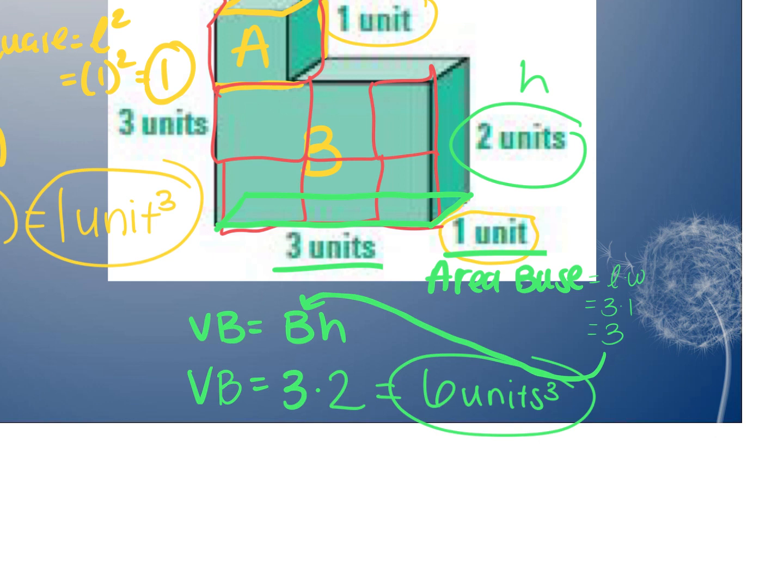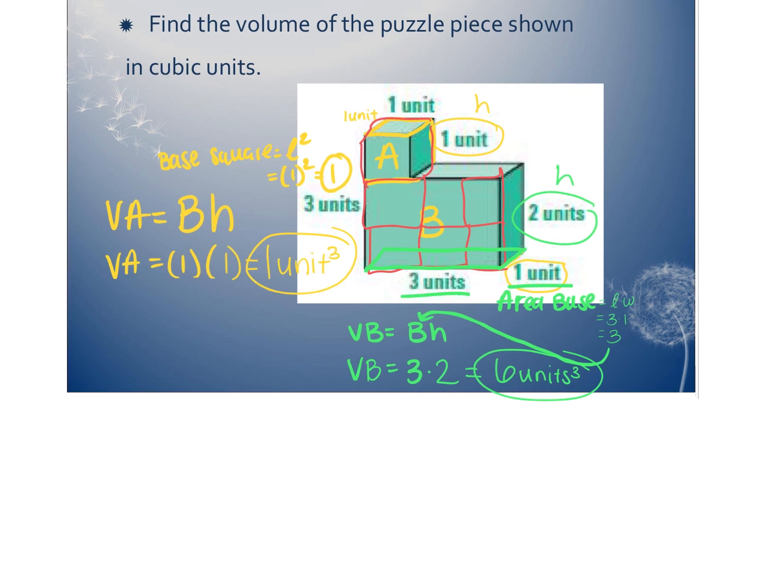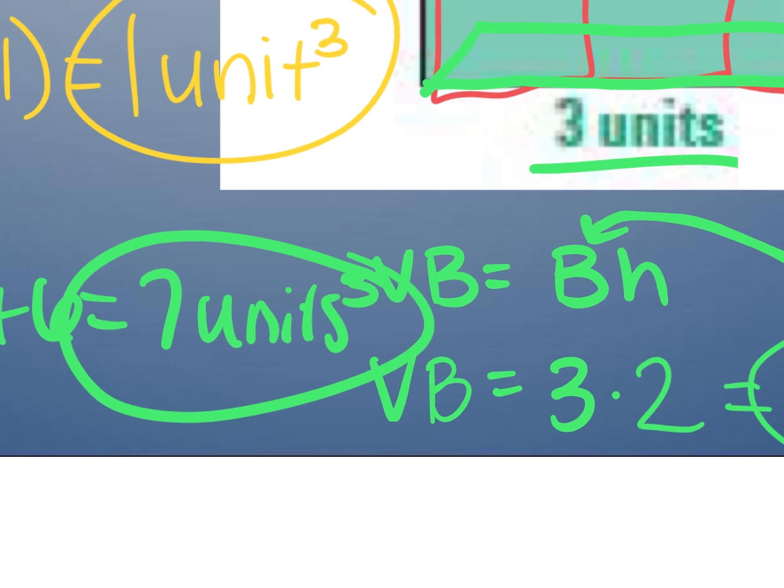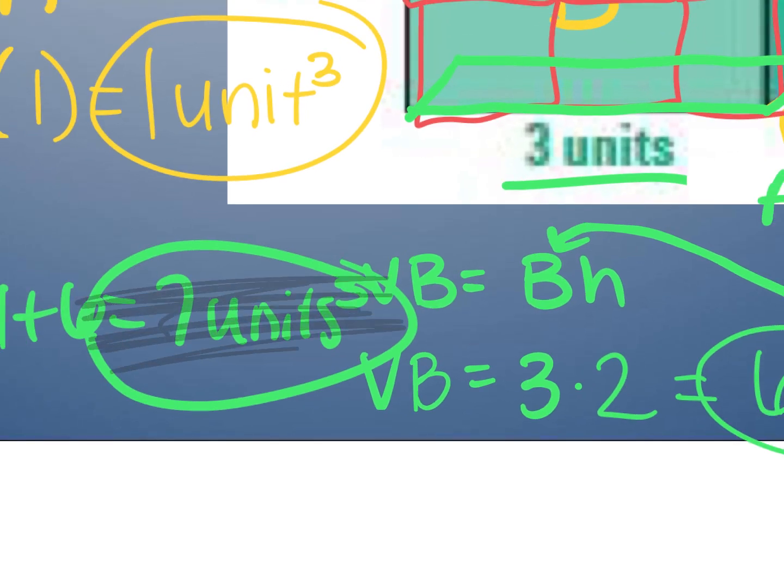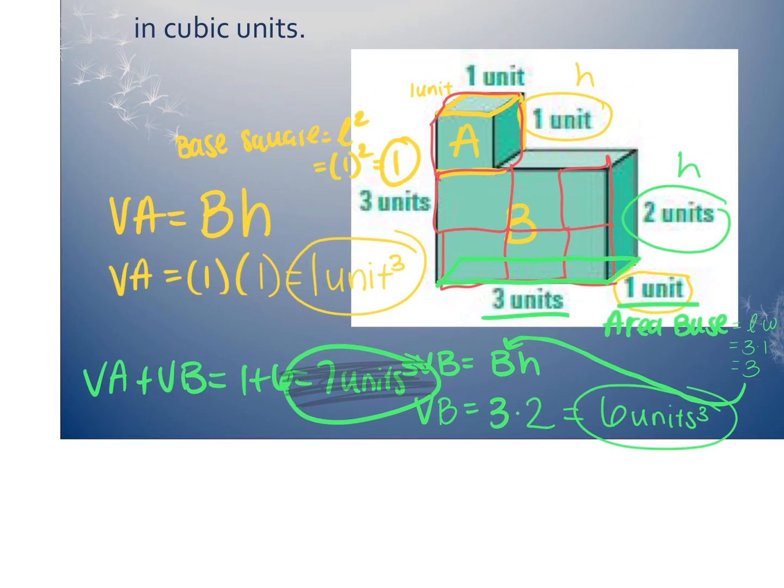So really quickly, guys, what is the volume of the whole puzzle piece? How is it 7? You add them together. So we're going to take the volume of A plus the volume of B, which gives me 1 plus 6, which gives me 7 units cubed. And that is the volume of the entire puzzle piece. What questions do we have on this example?